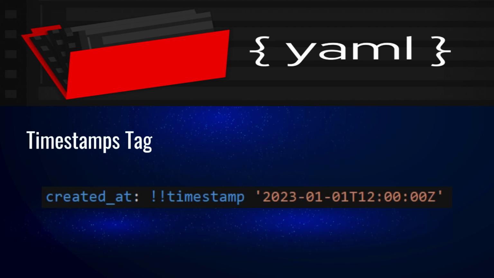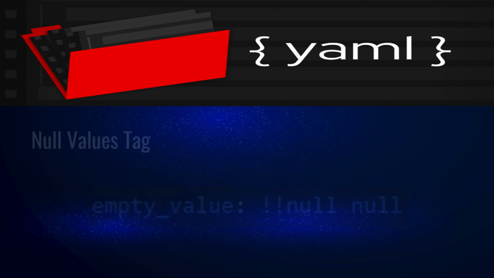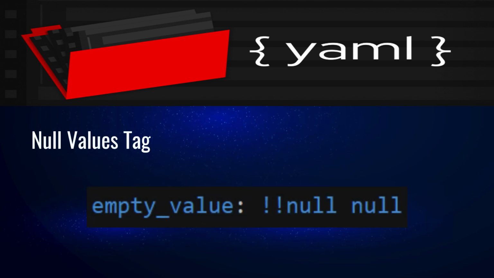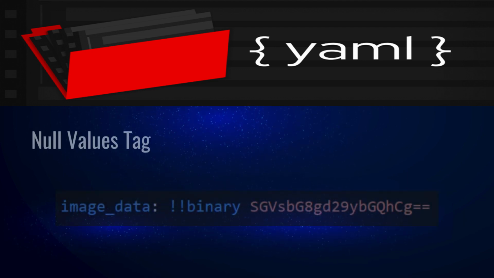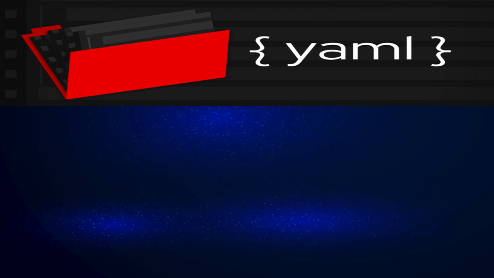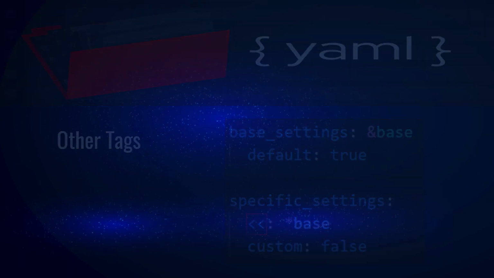Timestamp tag indicates a timestamp. Null values tag represents a null or undefined value. This tag represents binary data encoded in base 64. These two less than symbols indicate that the mapping node is merged with the parent node. The use of tags is especially useful when you want to ensure that certain values are interpreted in a specific way.